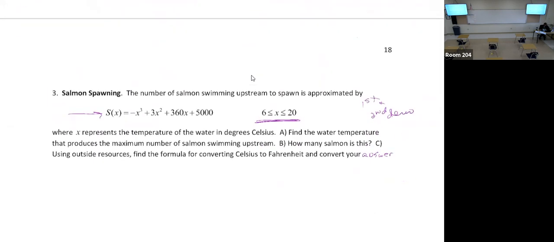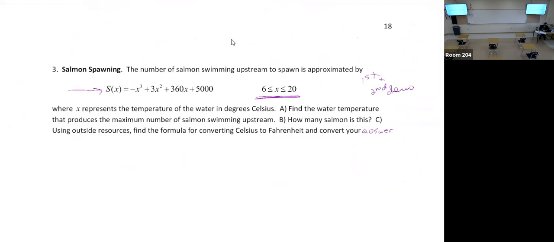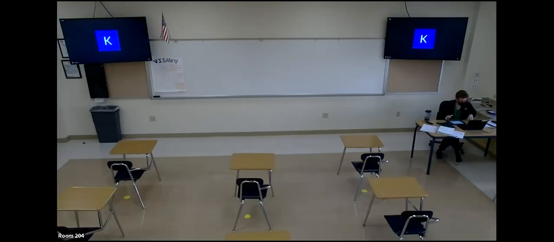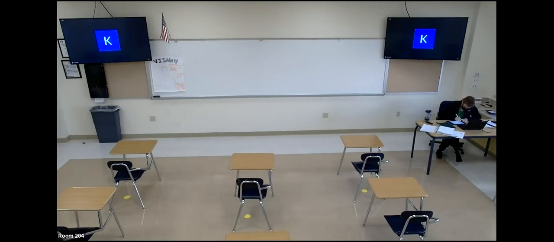So I'm gonna stop sharing, and I'm gonna start working on this problem. Could you please do the same? Are we going to have word problems on our quiz? I think so.